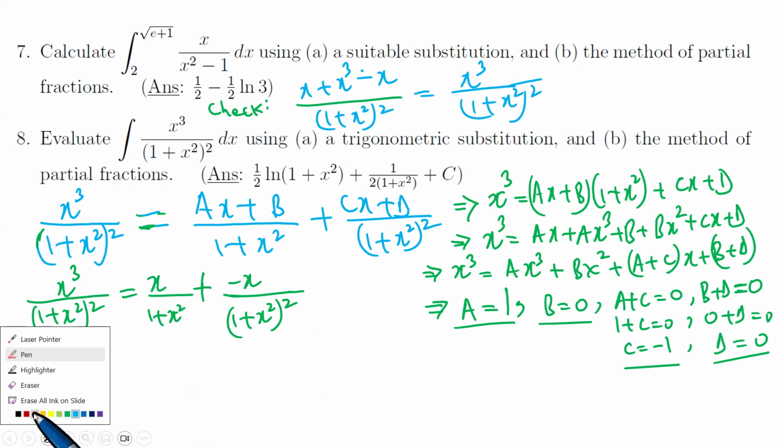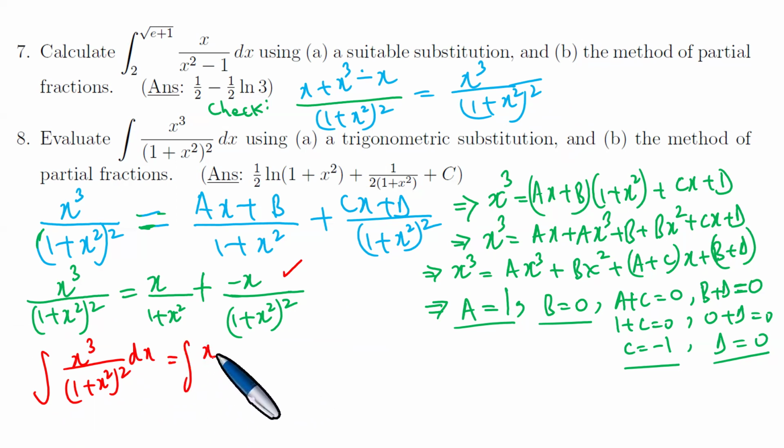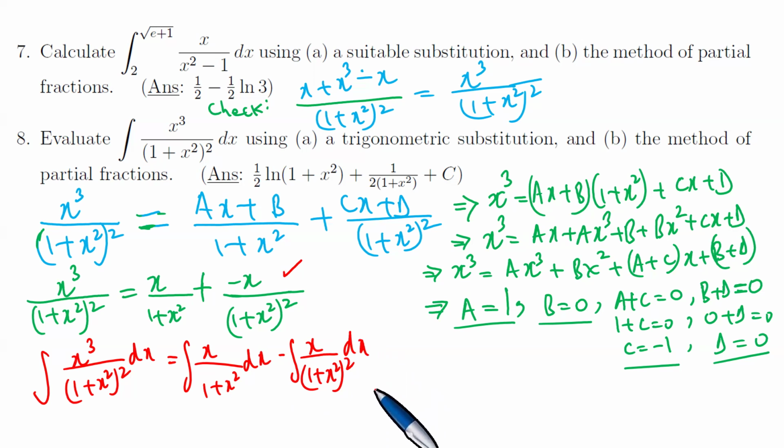Let us perform the integration now because the partial fraction is already there. So we have the integral of x cubed divided by 1 plus x squared squared dx, the integral of 1 plus x squared dx minus the integral of x divided by 1 plus x squared squared dx. This one is easy to evaluate. Here you need to let u be the interior, 1 plus x squared. And you can do the same here as well.